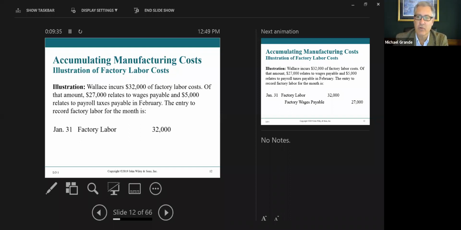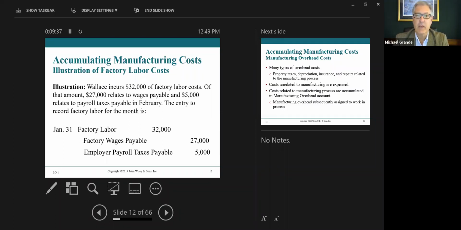The entry to record this is a temporary account called factory labor, which we can classify as a balance sheet account, but as you're going to see, that's a very temporary account. We're going to close it out. We have a debit to factory labor and credits to these two payable accounts.